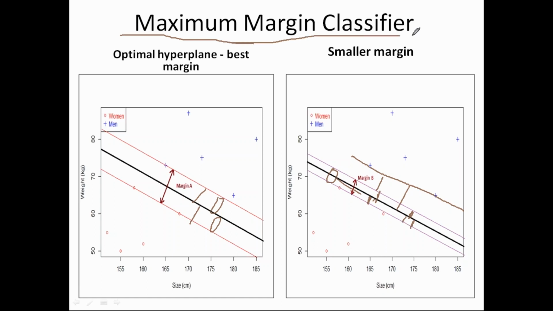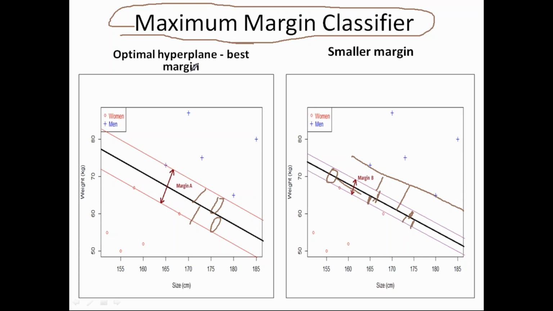SVM makes sure that your margin is always maximum. SVM takes care of the fact that your margin should always be maximum. You fit this thing in your mind. Always, SVM will draw the plane such that the margin is maximum.